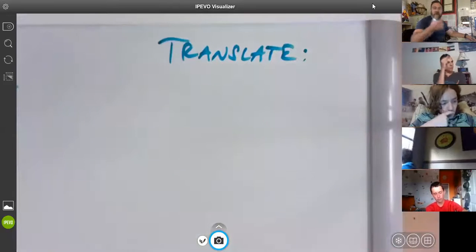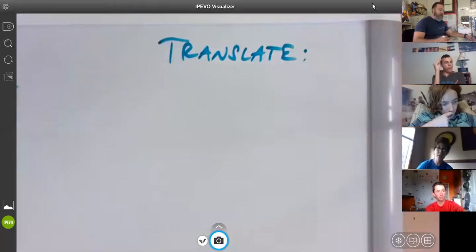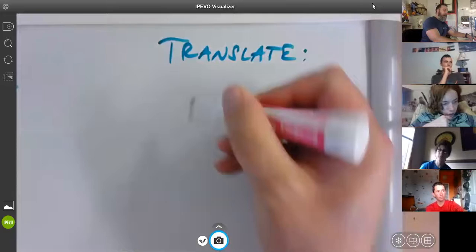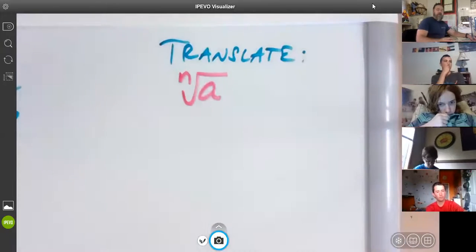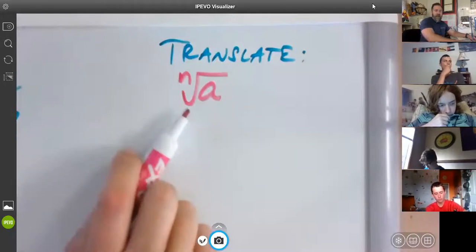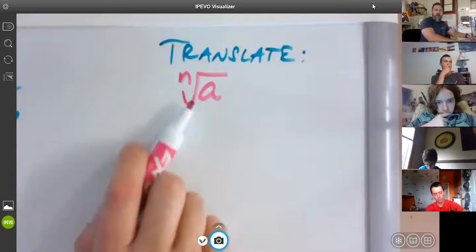So here's a radical, turn that into a rational exponent. Here's a rational exponent, turn that into a radical. Okay, and it's based off of an identity, a property that we learned yesterday, which takes a radical. And the reason this is called a radical is because that's actually the name of this symbol right here. This is called a radical.